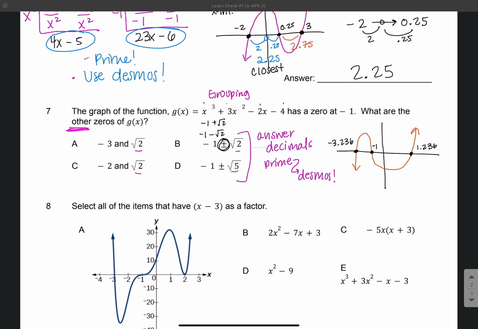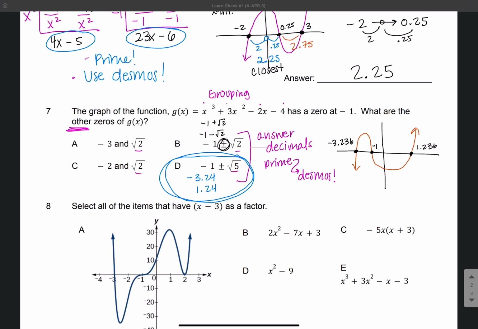So once you converted all of these, D was the one that had negative 3.24, and it was a 1.24. So D was closest once you converted the decimals.